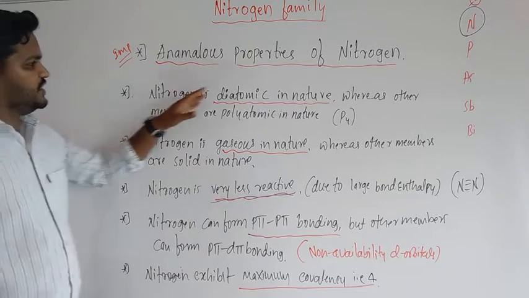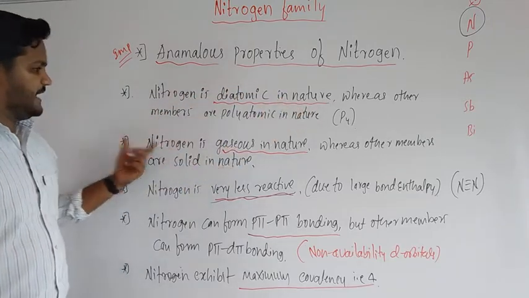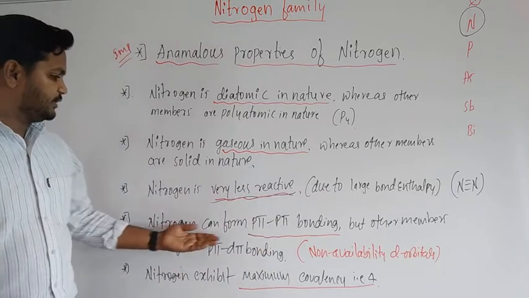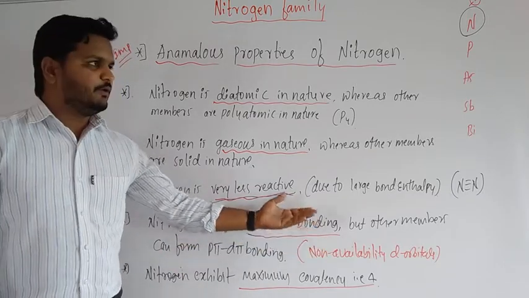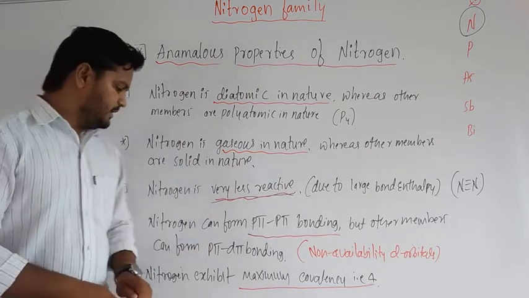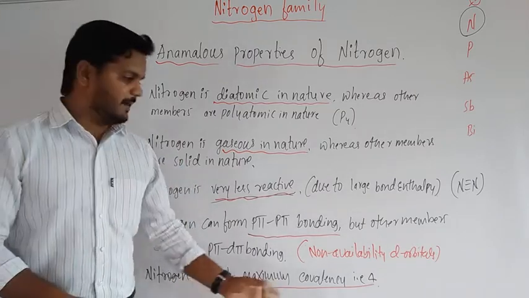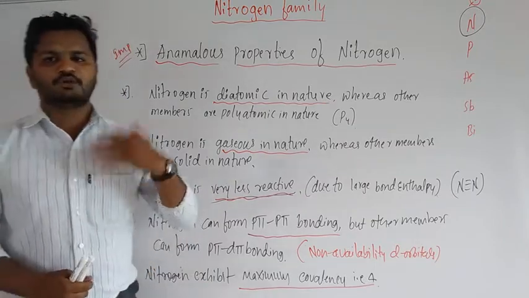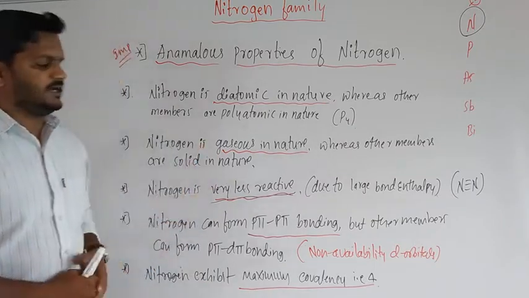First one, nitrogen is diatomic in nature, and nitrogen is gaseous in nature. Nitrogen is less reactive, and nitrogen can form p-pi bonding, whereas other members can form p-pi and d-pi bonding. And last one, nitrogen exhibits a maximum covalency, that is 4, but other members can form more than 4. Okay, stay here.